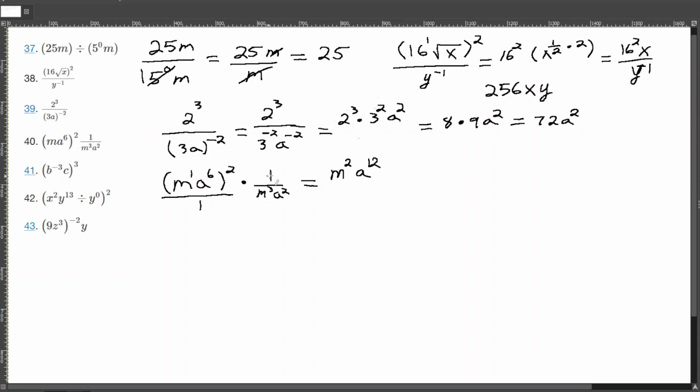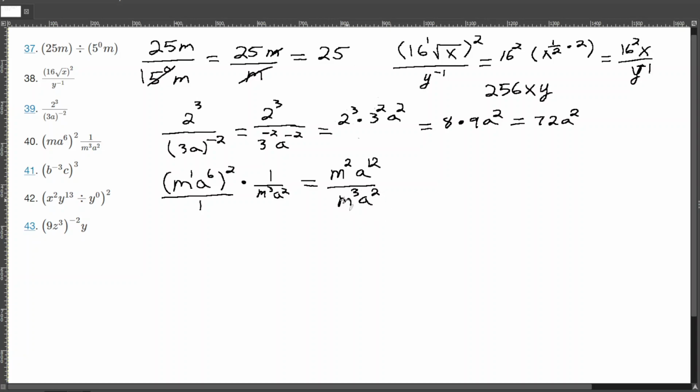And if we multiply our fractions, we go straight across. We multiply the numerators, and on the bottom we also multiply 1 times the denominators, so we end up with m cubed and then a squared.